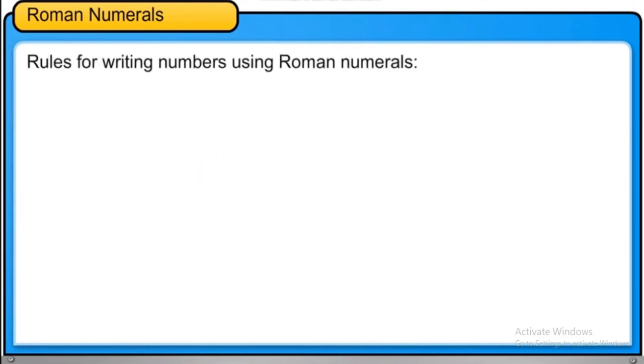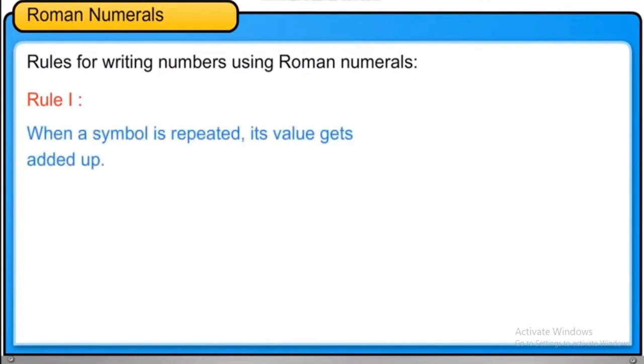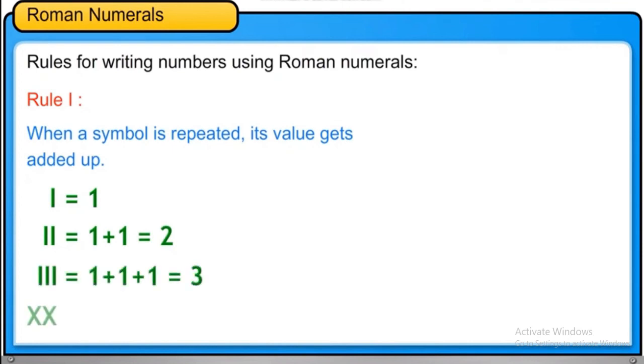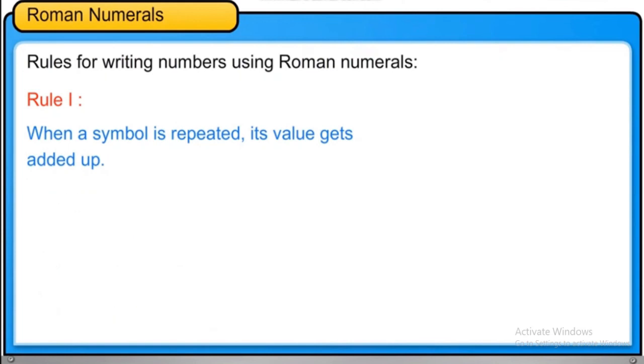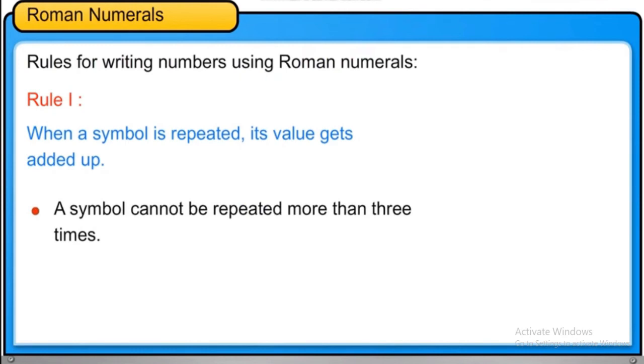Roman numerals are used to write different numbers using some simple rules. Let us learn about them. Rule number 1. When a symbol is repeated, its value gets added up. For example, 2 I's represent 2, 3 I's represent 3, and 2 X's represent 20. Remember, you can repeat a symbol a maximum of 3 times. So it is wrong to write 4 as 4 I's or 40 as 4 X's.